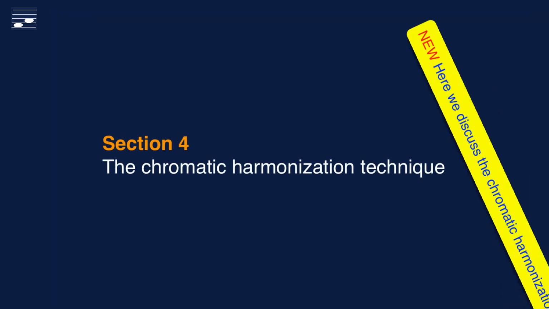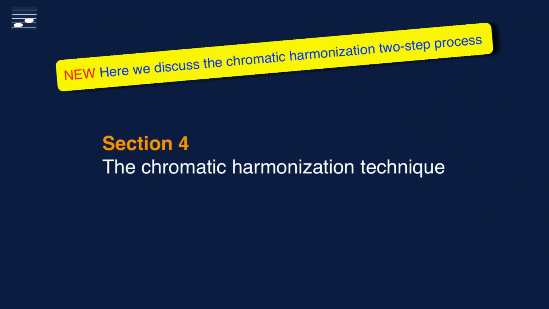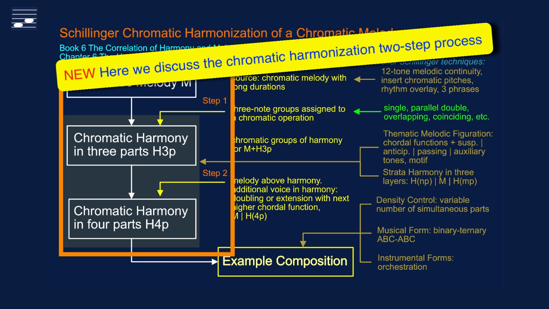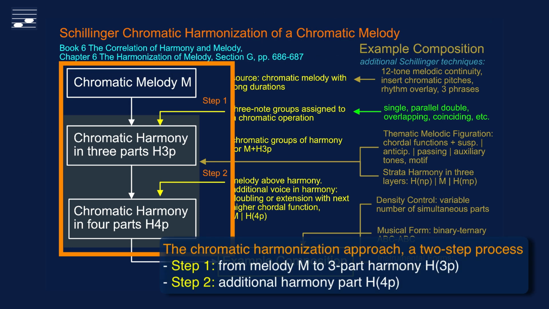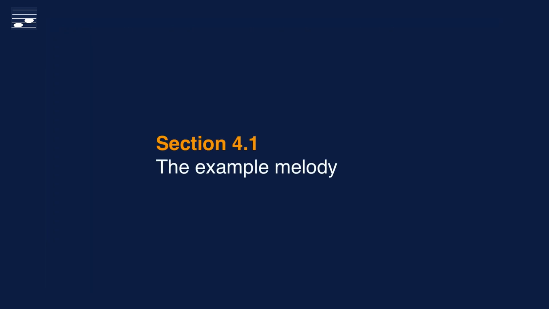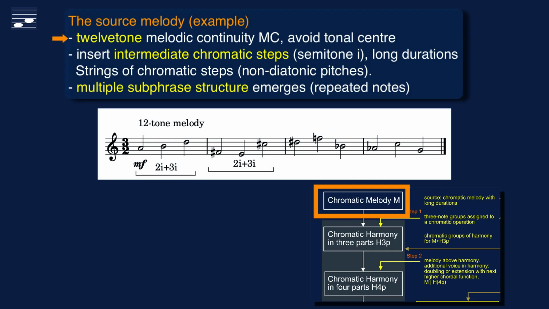We return to the process diagram and note the two-step process on the left, where we start from a given chromatic source melody, and in step 1 use the chromatic system of harmony to create a 3-part harmonization. Then, in the next step, we add an extra voice in order to obtain a 4-part chord progression. Throughout this series, I will use a single chromatic melody. The starting point is this 12-tone melodic continuity that avoids a tonal center.